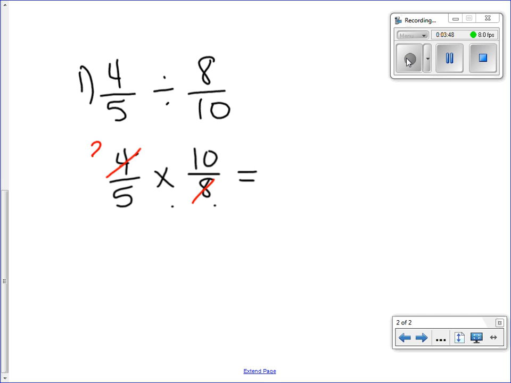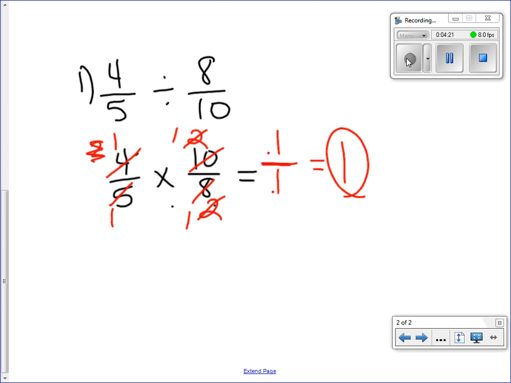So 4 divided by 2 is 2. 8 divided by 2, 4 and 8 can both be divided by 4. 4 divided by 4 is 1. 8 divided by 4 is 2. And then 5 and 10 can both be divided by 5. 5 divided by 5 is 1. 10 divided by 5 is 2. These 2's can cancel each other out. They both become 1. So now I'm left with 1 over 1, which is an improper fraction, and 1 divided by 1 is 1. So 1 is your final answer.